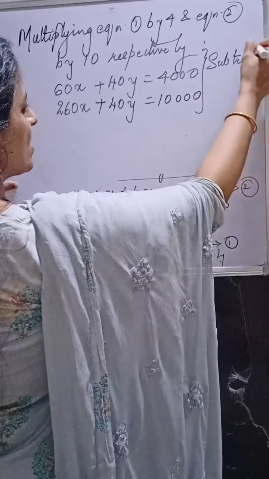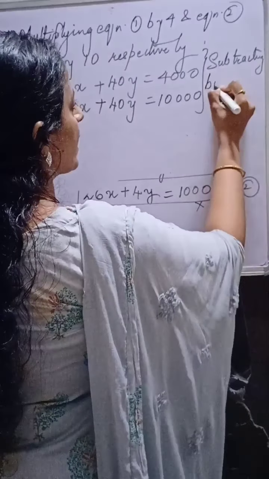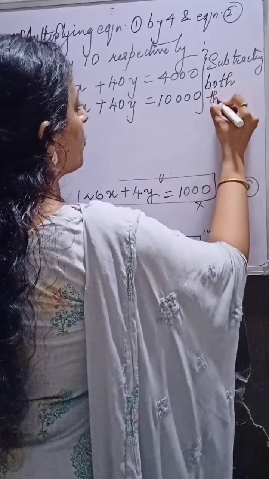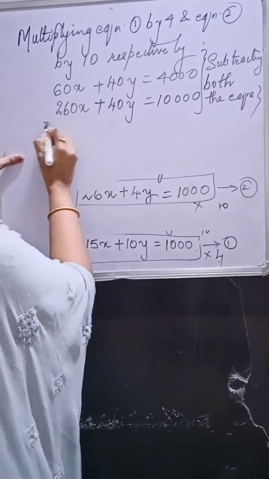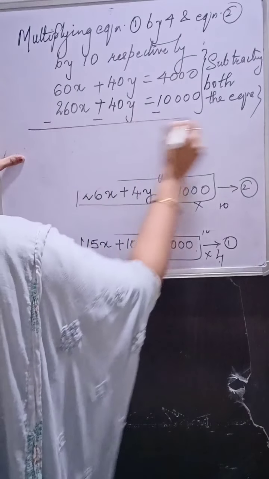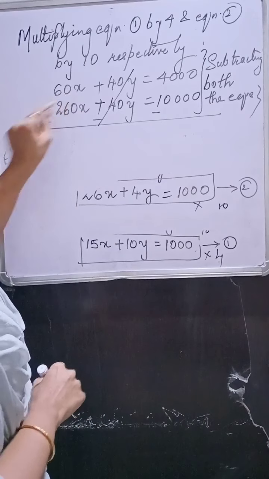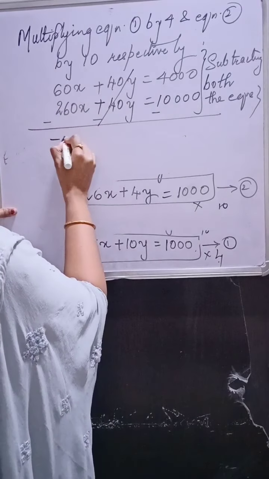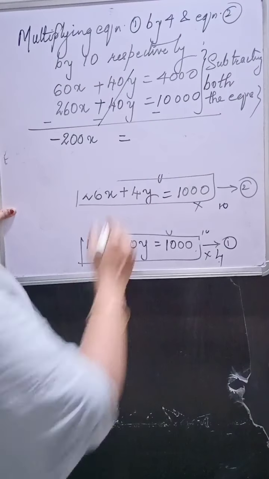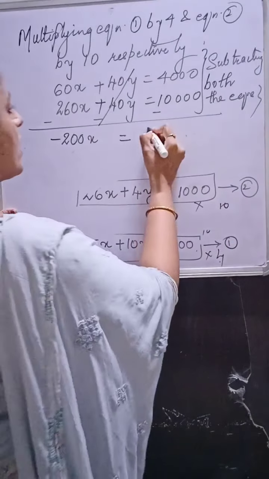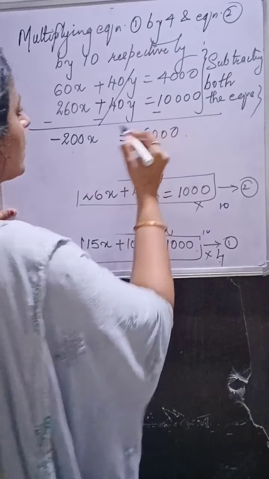No need to give these as equation number 3 and 4. If you want, you can give. I'll write subtracting both the equations, minus, minus, minus. So this will be cancelled. 260 minus 60 will be 200x, and the right side is 10,000 minus 4,000, which is 6,000. Simple subtraction. 10,000 is bigger, so minus.